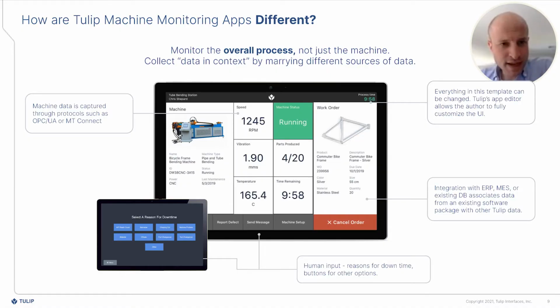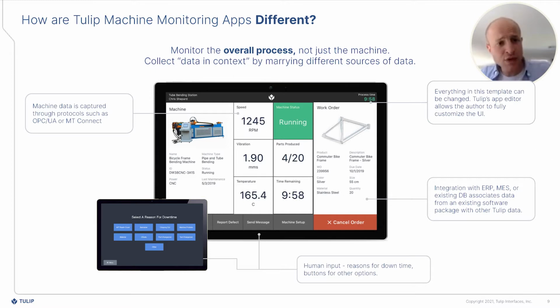So now let's take a look at how Tulip machine monitoring apps are different. What you're looking at here is an app that could be running on a tablet at a machine. And as you can see, with Tulip, you can monitor the overall process, not just the machine. The beauty of it is that you can collect data in context. That's what we call it. And essentially it means marrying different sources of data. So it's not just the machine data that Juan will explain how we can track in Tulip, but you can actually marry it with lots of other inputs.